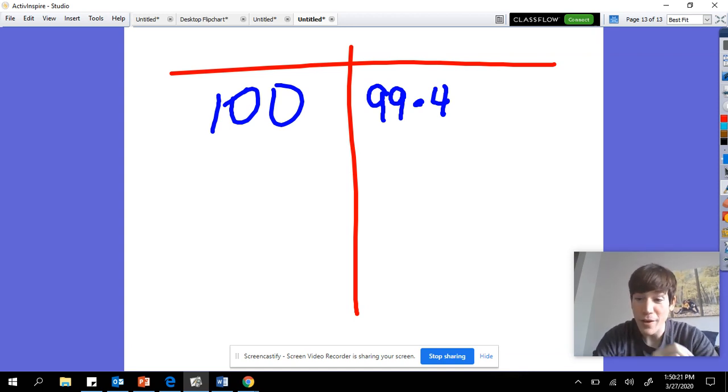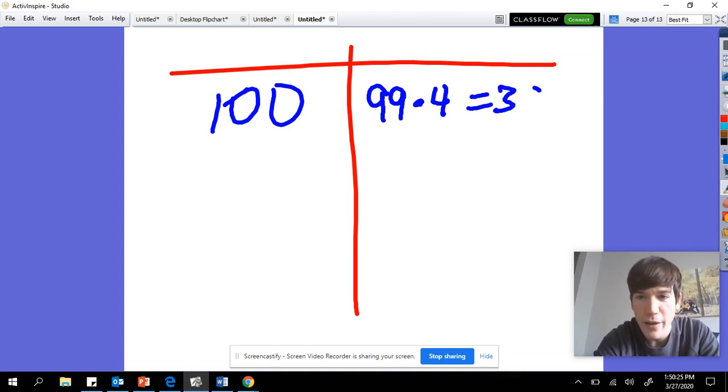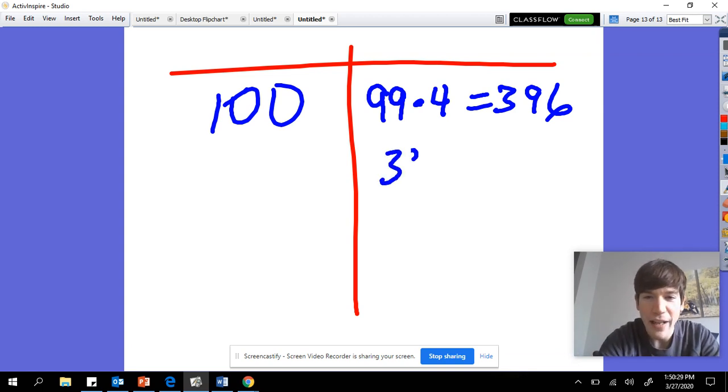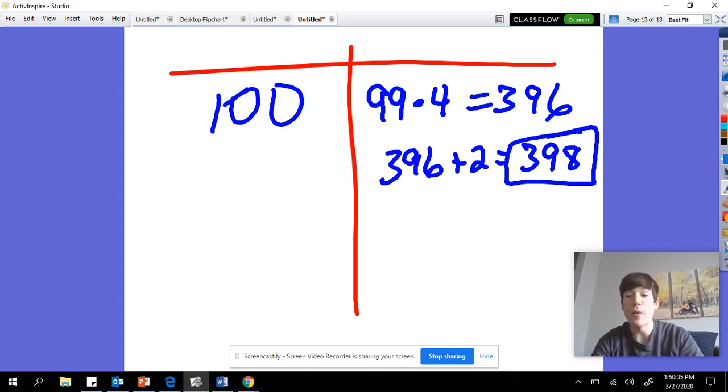Now, when I do 4 times 99, a quick way to do that, if you know 4 times 100 is 400, then 4 times 99 is 4 less than that. So that's going to give me 396. But then we can add that 2 from the first day, because remember I did 2 push-ups on the first day. So I can tell you that on day 100, I would do 398 push-ups. Definitely not going to happen.